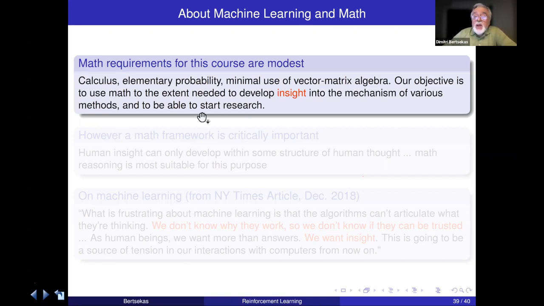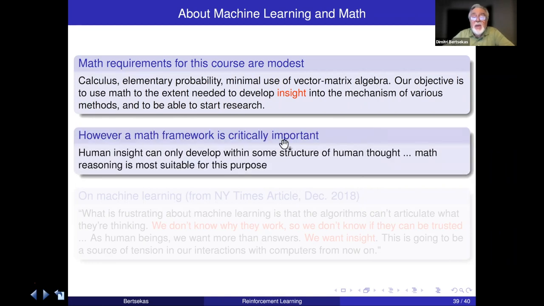Now, our objective is not to develop new mathematics, but rather to use mathematics to develop insight. The best way to obtain insight into new concepts and new algorithms is through mathematics. That's a fact. By looking into the mathematics, you're going to enhance your insight into the mechanism of various methods, and you're going to be able to understand how to construct variations, new methods, and how to start research. So I'd like to encourage you very much to pay attention to the mathematical component of this course. As I said, the mathematical framework is critically important to develop insight. You need some structure of human thought, and mathematical reasoning is the most suitable for this purpose.